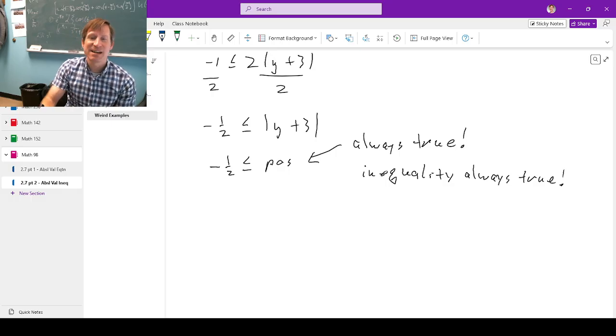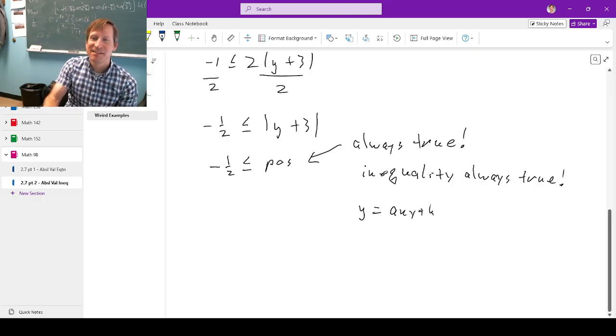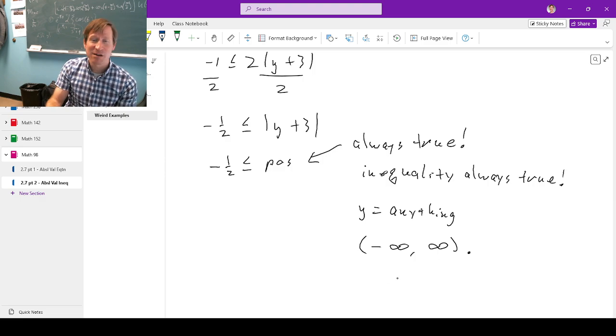The way to write that down is that you could just write y equals anything, or you could write an interval that has all real numbers in it, and that would be the interval from minus infinity up to infinity. Those would be fine ways of describing what y values we're talking about.